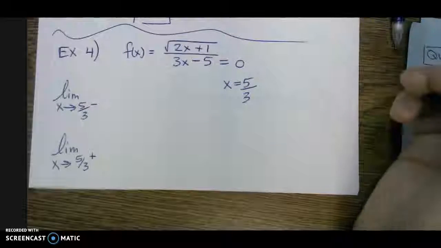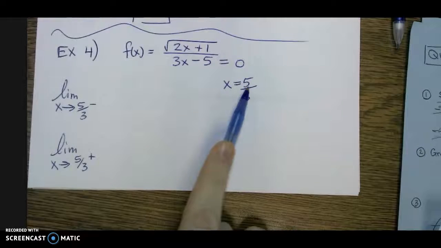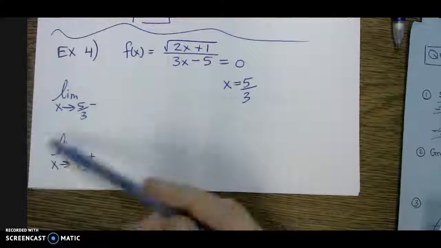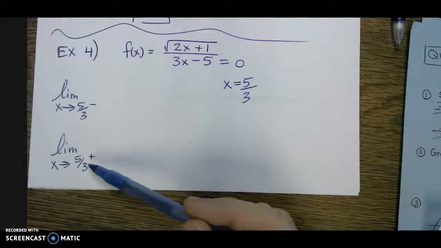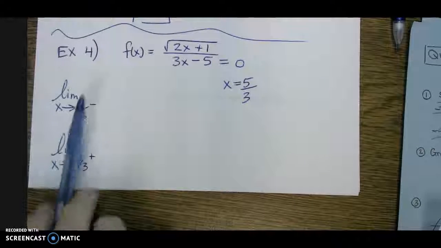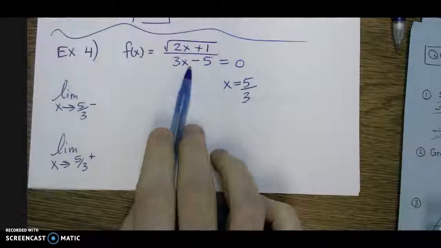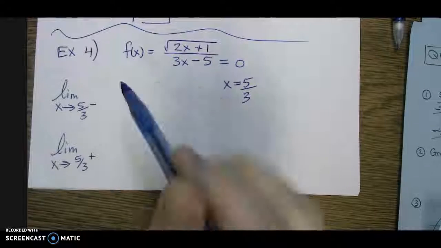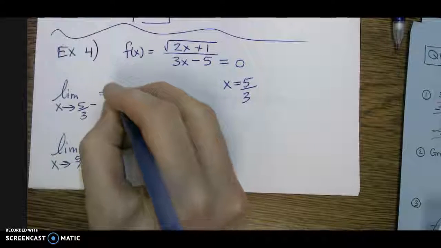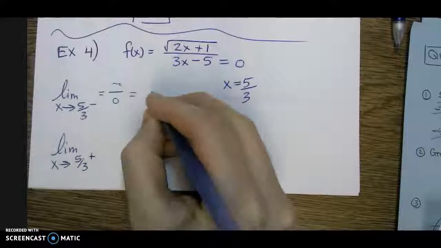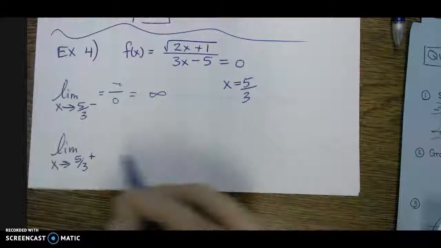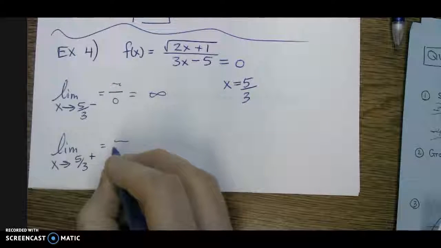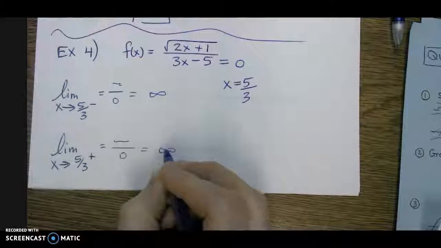So if we are trying to prove that the vertical asymptote is at 5/3, you need to show the limit to the left of 5/3 and the limit to the right of 5/3. So what we do is when we plug in 5/3 using direct substitution, we know we get 0 in the bottom. If we know we get 0 in the bottom, so something over 0, we know it's going to be infinity. Same thing when you plug in positive, or from the right.